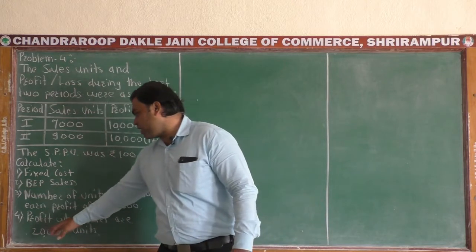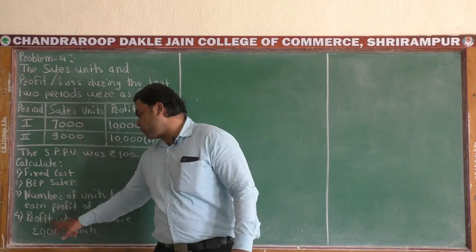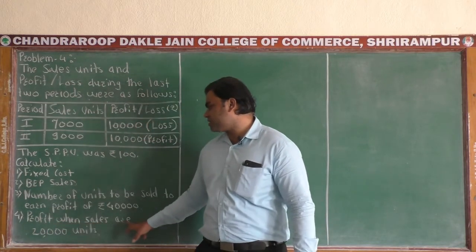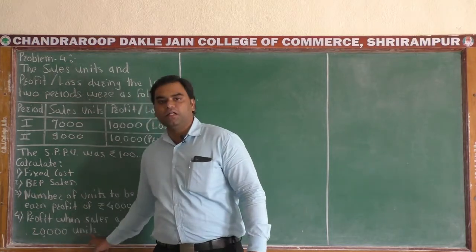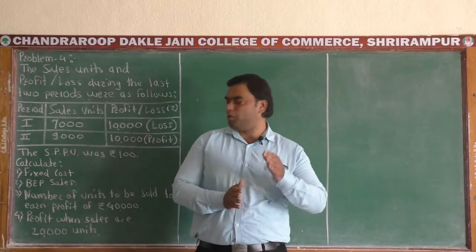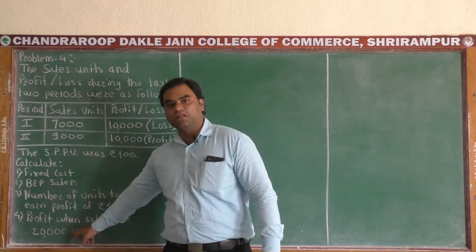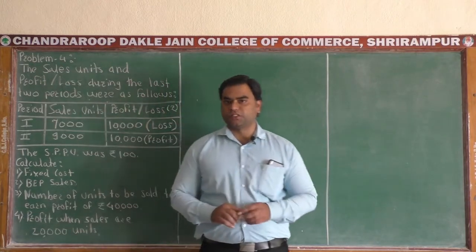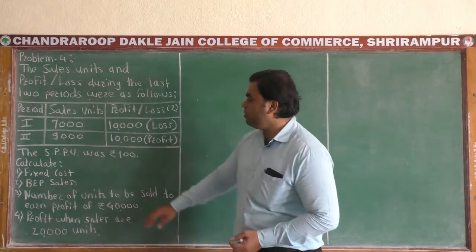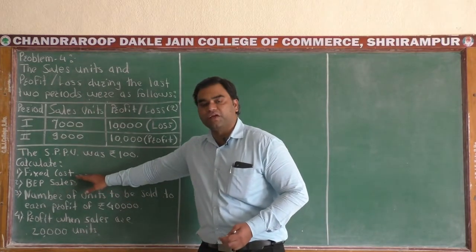Then lastly we are asked to calculate the amount of profit when sales are 20,000 units. Means what will be the amount of profit when company sells 20,000 units. So let's start. First of all, we are asked to calculate fixed cost.